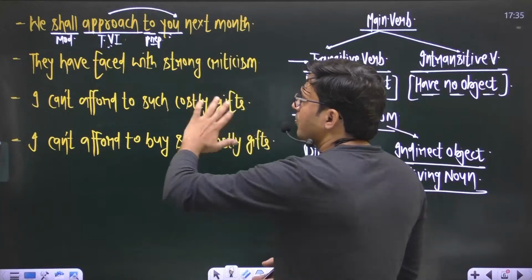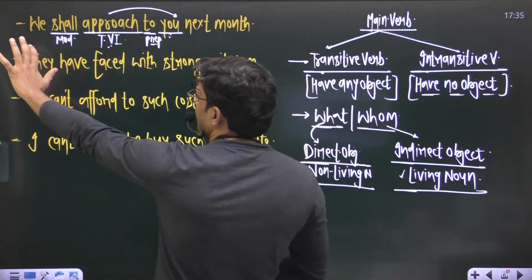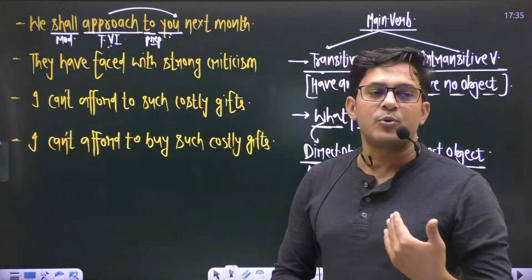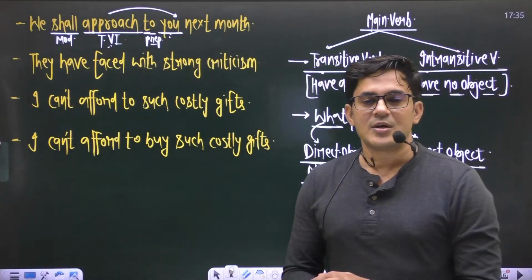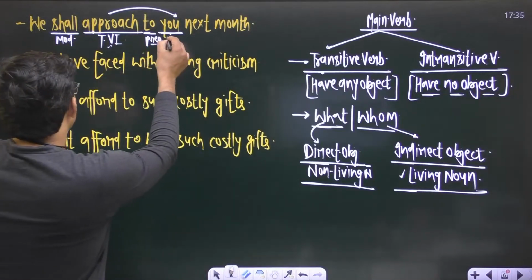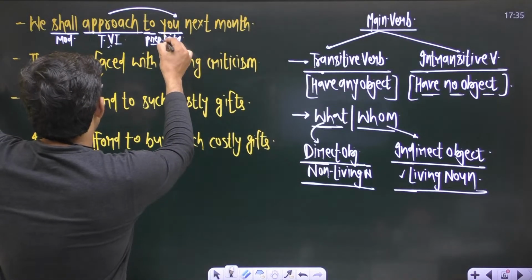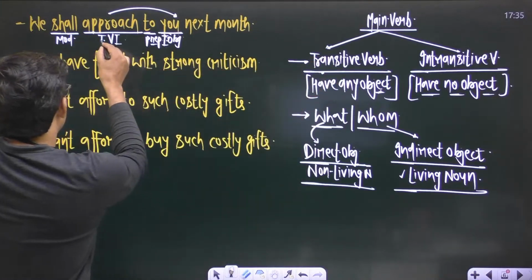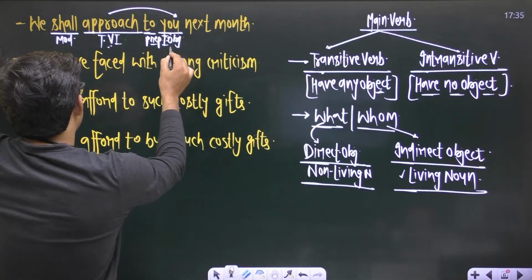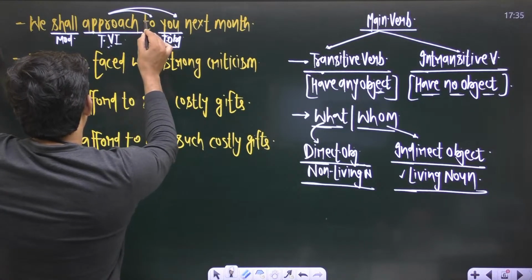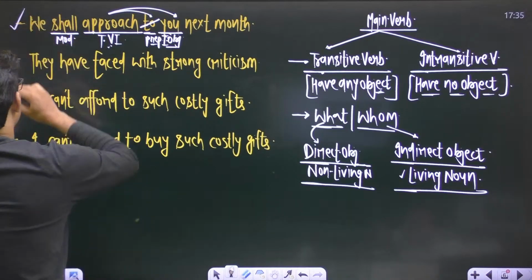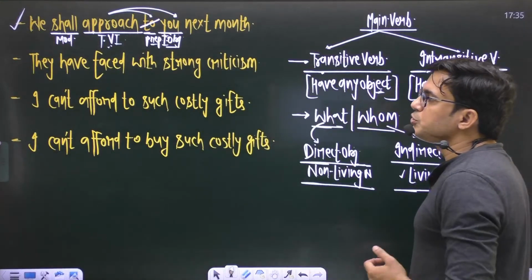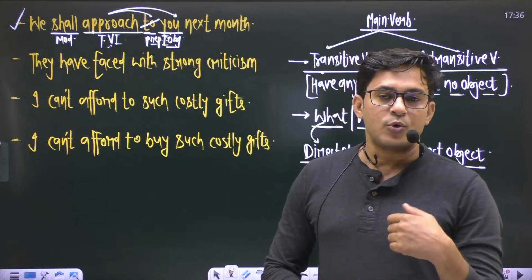For example, you can ask the question: whom shall we approach next month? If you ask a question like this, you will find the reply of whom is you. So this word you becomes the indirect object. And if you have an object after a verb, this verb will always be transitive. And make sure transitive verbs are followed by an object, not by a preposition. So you have to drop the preposition to. Now the sentence will be fine: we shall approach you next month.